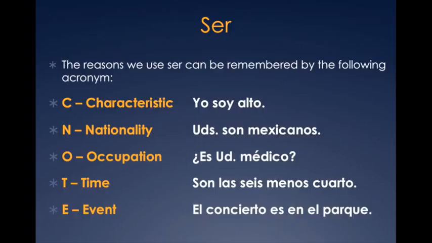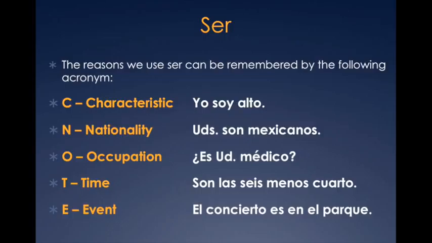So I am tall, "yo soy alto," that is a characteristic. We use it for nationality. Anytime we're saying where people are from or their heritage, we use ser. So "ustedes son mexicanos" or "ustedes son de México." You are Mexicans, you are from Mexico. We use the verb ser. Occupation. Are you a doctor? "¿Es usted médico?" If you say "yo soy profesor," I am a teacher, that is an occupation. Time. Anytime you are telling time, you are going to use ser. Just like we already know, we say "son las 6:45."